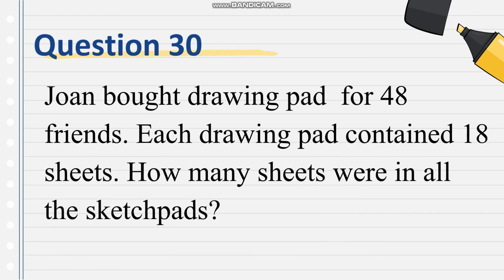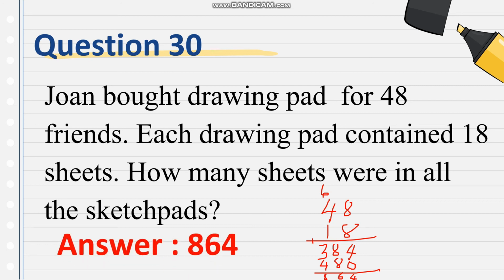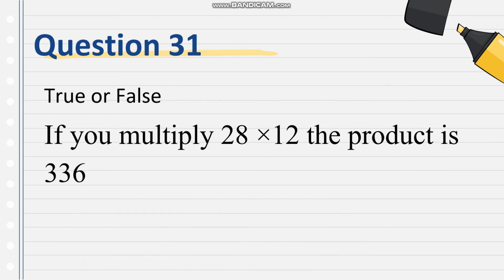Joanne bought drawing pad for 48 francs. Each drawing pad contained 18 sheets. How many sheets were in all the sketch pad? So we just simply multiply 48 multiplied by 18 to get how many sheets were in all. So 8 multiplied by 8 is 64, regroup 6. 8 times 4 is 32 plus 6 is 38. Then we need to put 0. 1 times 8 is 8 and 1 times 4 is 4. Then let's add. This becomes 4. This is 16, regroup 1, and this becomes 8. So the answer is 864.